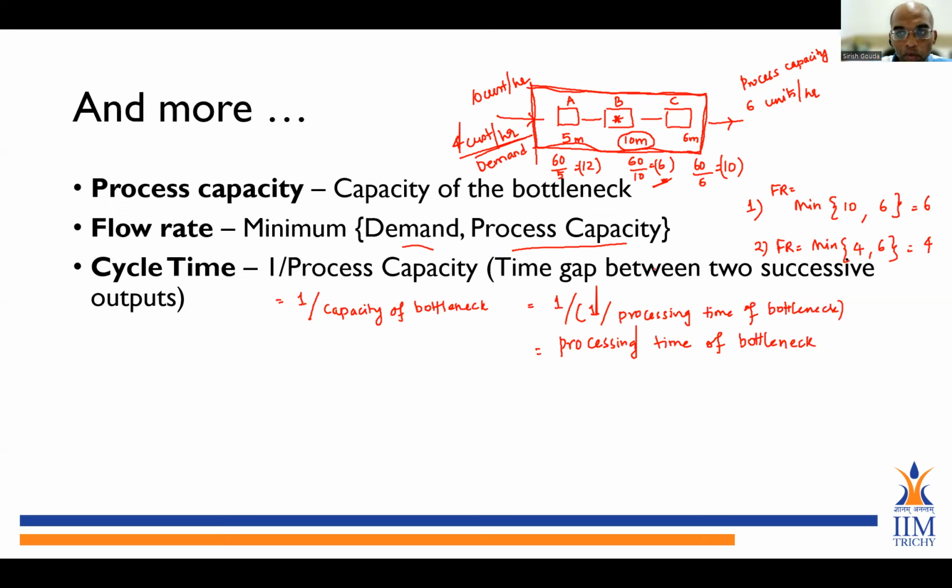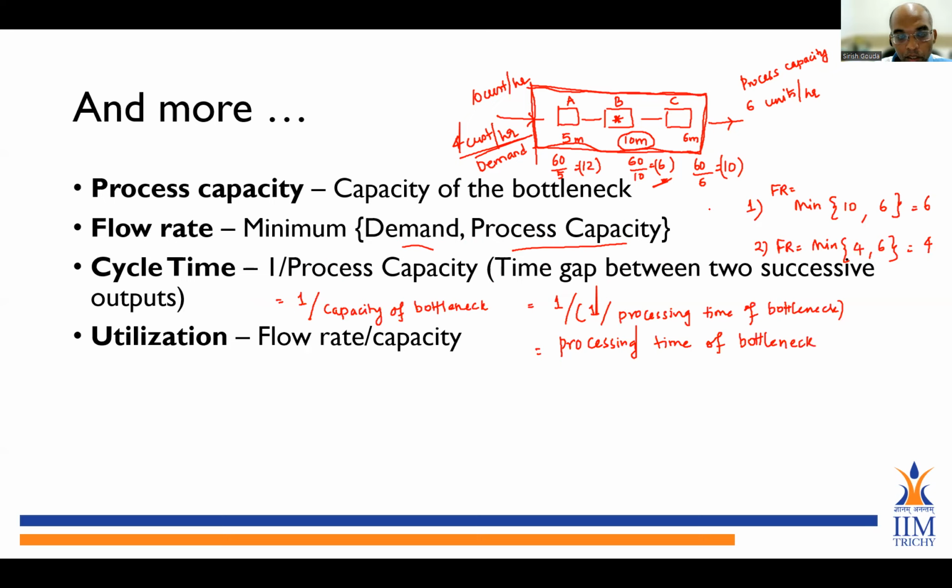Now, this time gap between two successive outputs is applicable when there is enough demand, when the demand in this particular case is usually greater than the process capacity. If it is not so, the time gap between two successive outputs is slightly going to be different than the processing time of the bottleneck. But that is for later. You can look at that later. But traditionally, whenever the demand is greater than the process capacity, you'll always find that this cycle time is the time gap between two successive outputs.